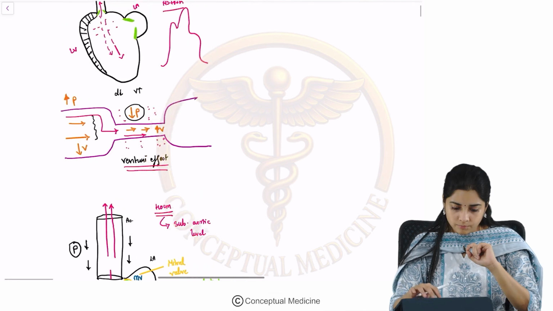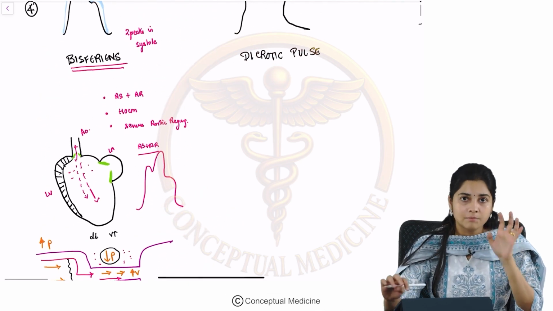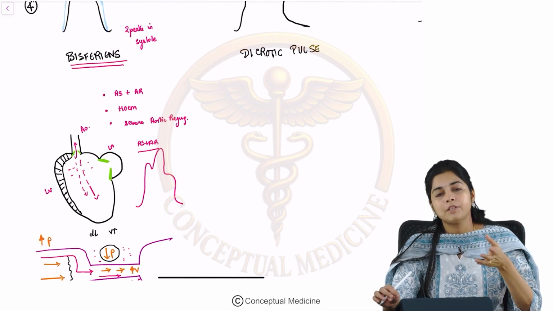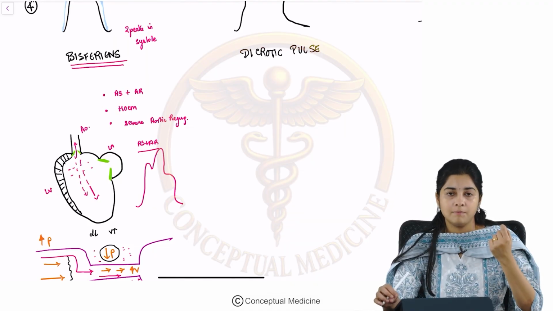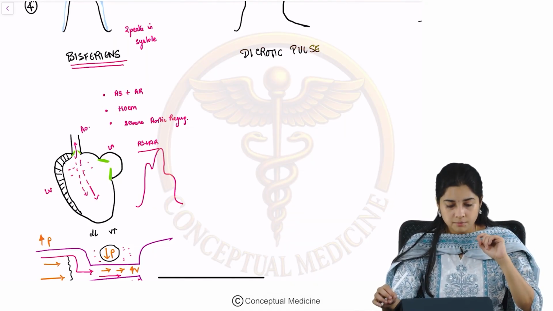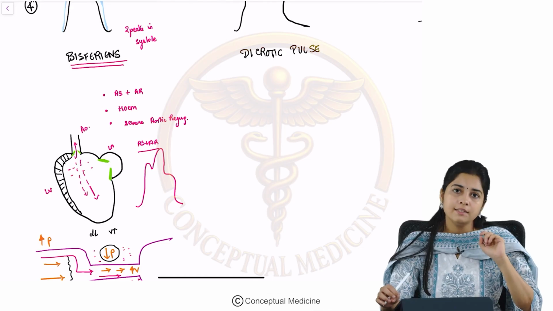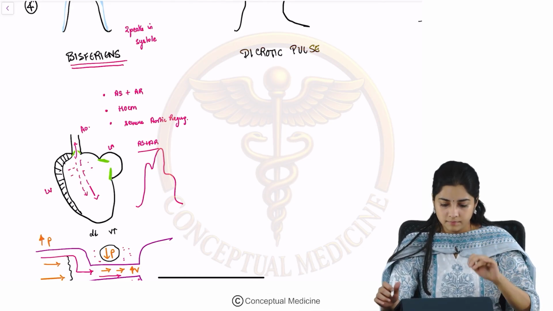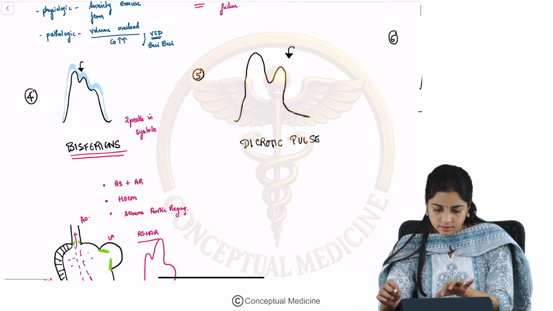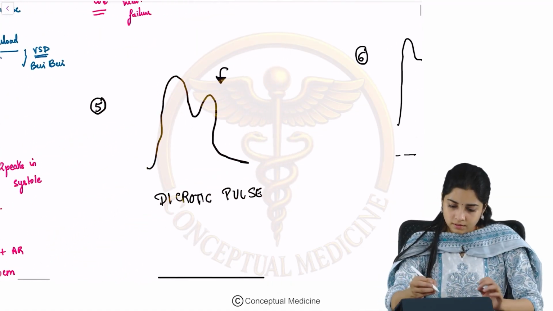Okay. So I hope you have understood pulsus bisferiens completely. You have understood the concept of the Venturi effect and how this causes the pulsus bisferiens in HOCM, in AS with AR, and in severe aortic regurgitation as well. Now let us move on to the next pulse character.